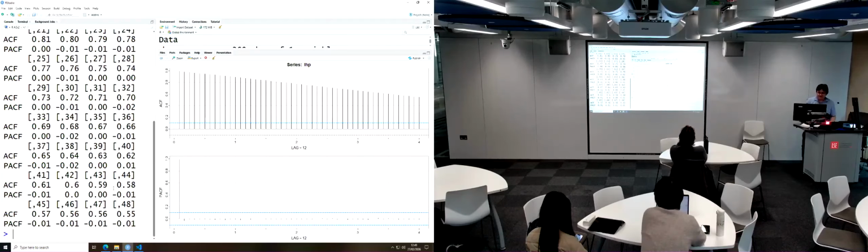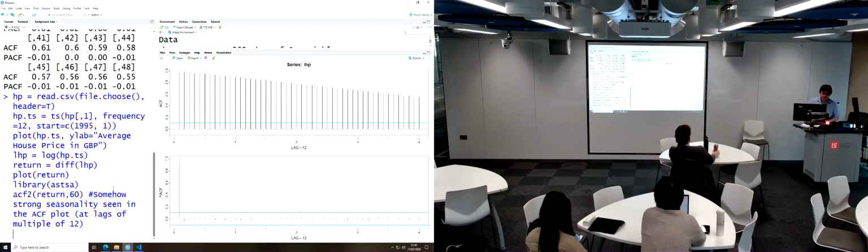The return is basically the difference of the log. If you look at the return here, return equals the difference of the log of house price. In the latter part of the lecture, I'm going to talk about this log return in a more systematic manner when I talk about GARCH and ARCH models. So return is the difference of log house price. Taking the difference of the house price, of course, you basically remove a trend, at least a linear trend.